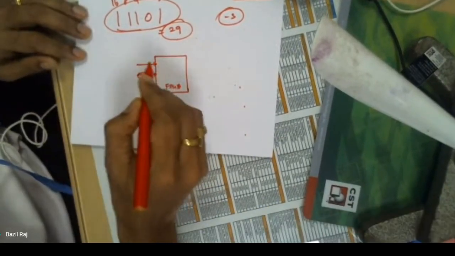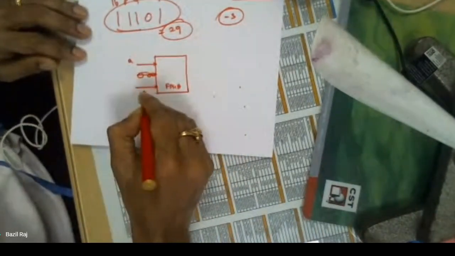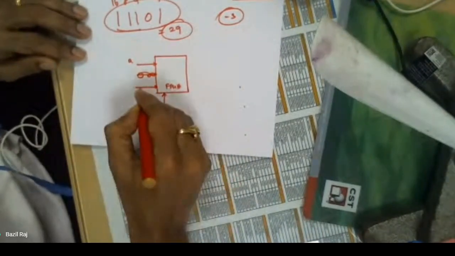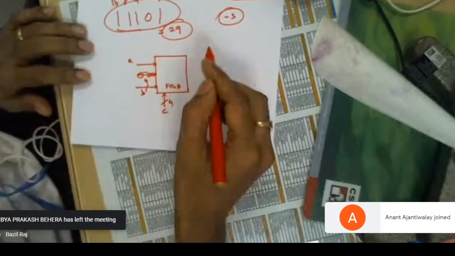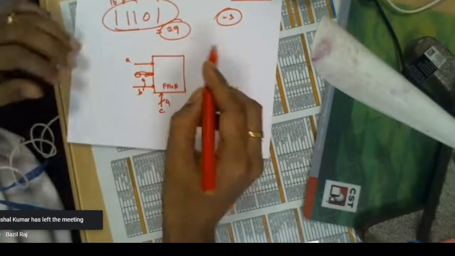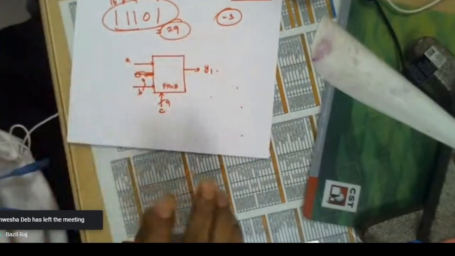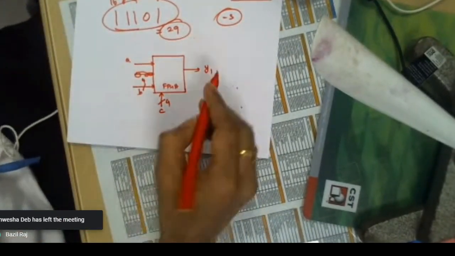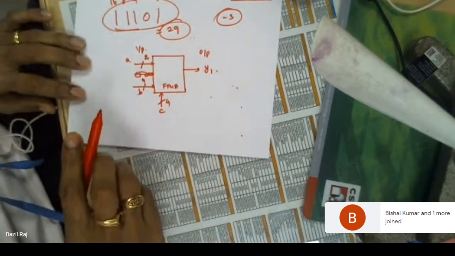See, there is one input. A is the input. And here B, C are also inputs. This is 4-bit. This is also 4-bit. Right? What I am going to do now, I will have here output Y1. These are all the inputs. A is 2-bit now. Right?